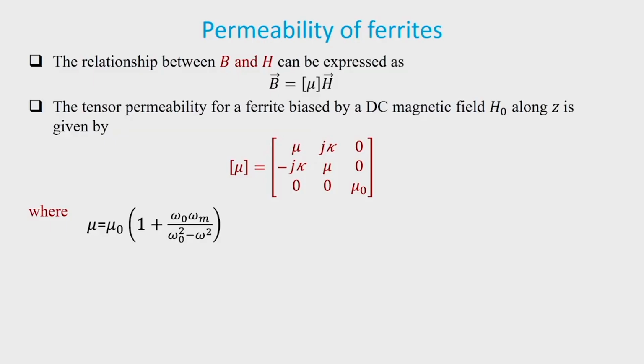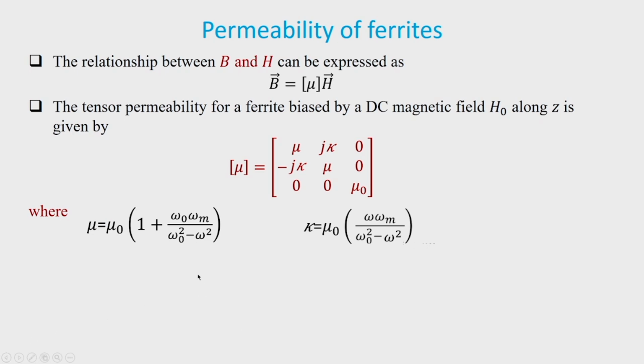And this mu and kappa are defined as mu is equal to mu naught times 1 plus omega naught omega m by omega naught square minus omega square. Kappa is equal to mu naught omega omega m divided by omega naught square minus omega square.